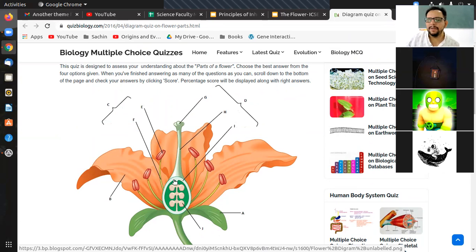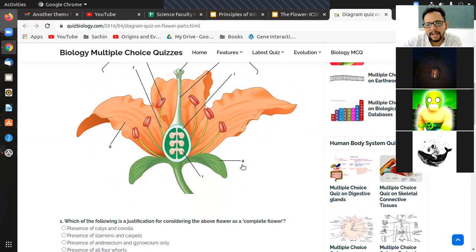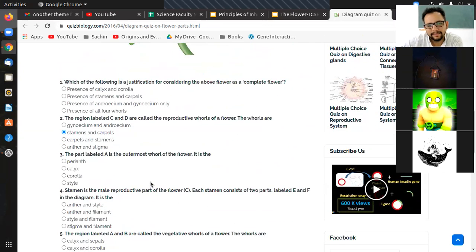Because it still remains the female reproductive part. Okay, then third question. The part labeled A is the outermost wall of the flower. Sepal. But is it sepal or is it calyx? Calyx. Look at the option. Collective, no. So calyx. Can you go up again and show A?